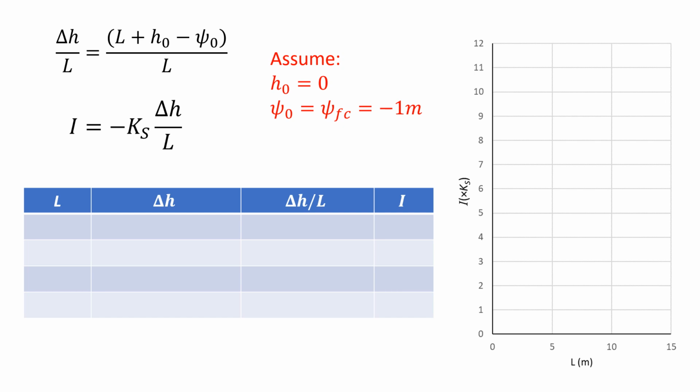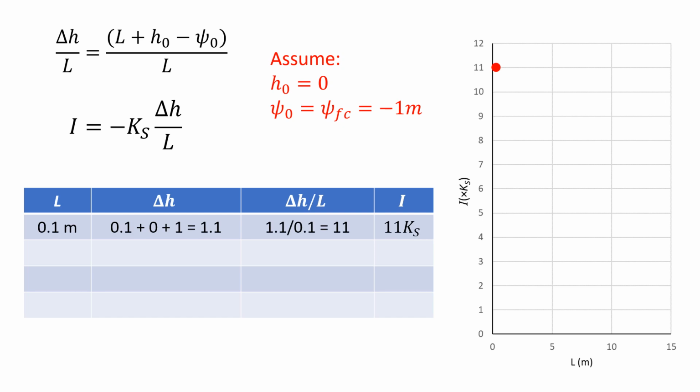Like I said before, the depth of the puddle is usually small anyway, so assuming it's 0 doesn't really make any difference. We're also going to be clever and assume that the soil is initially at its field capacity, because we know that the matric potential at field capacity is -1 meter. This gives us everything we need to know to calculate the infiltration rate.